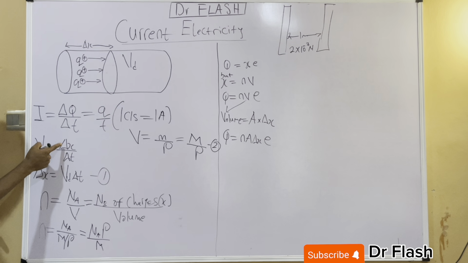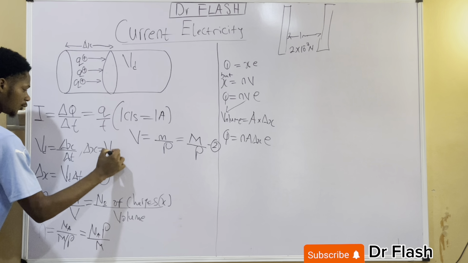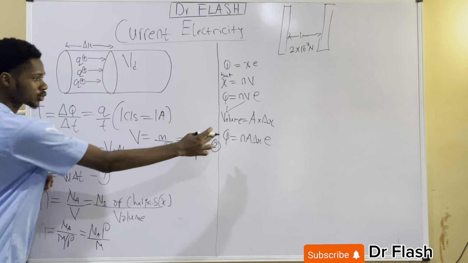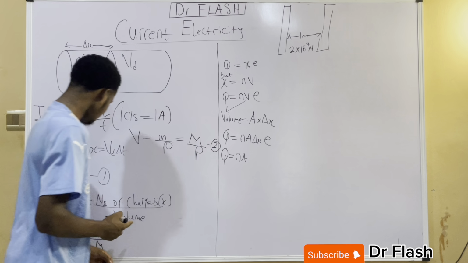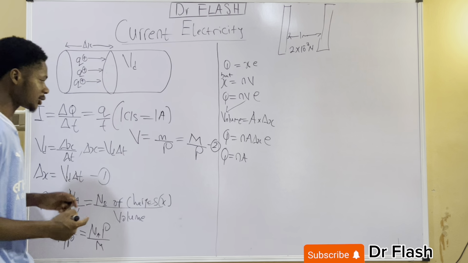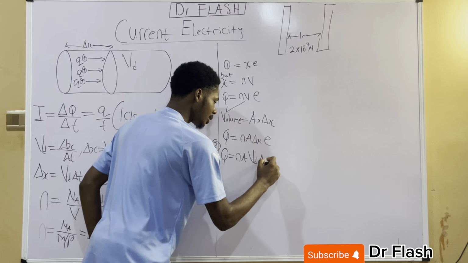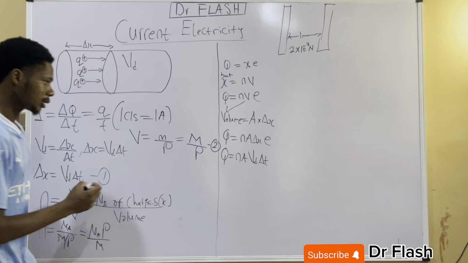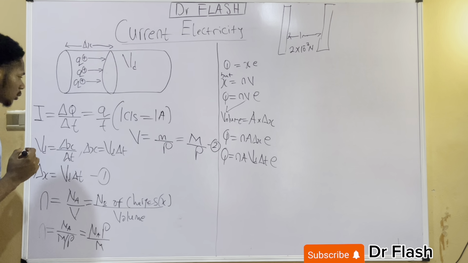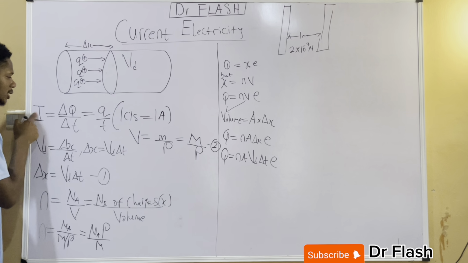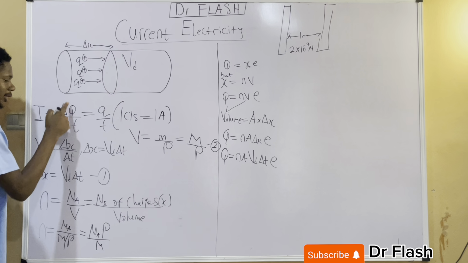Now from here, we can make delta x a subject formula. If we make delta x a subject formula, we get delta x is equal to Vd times delta t. And when substituting that, we get Q equals N A, where delta x is Vd times delta t, times E, of which E is the charge of the electron. Now we did say that current is rate of change or movement of charge, and this current is delta Q over delta T.